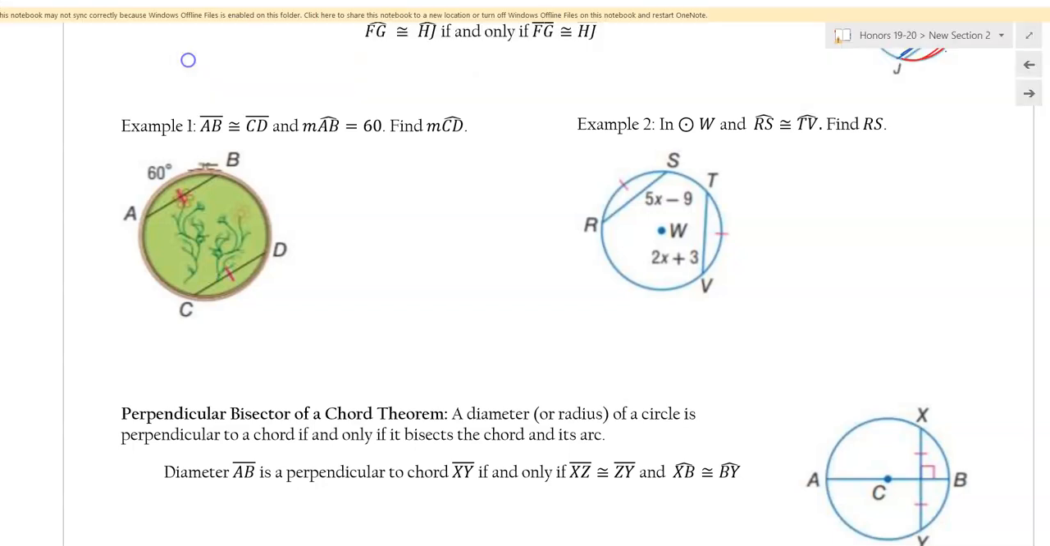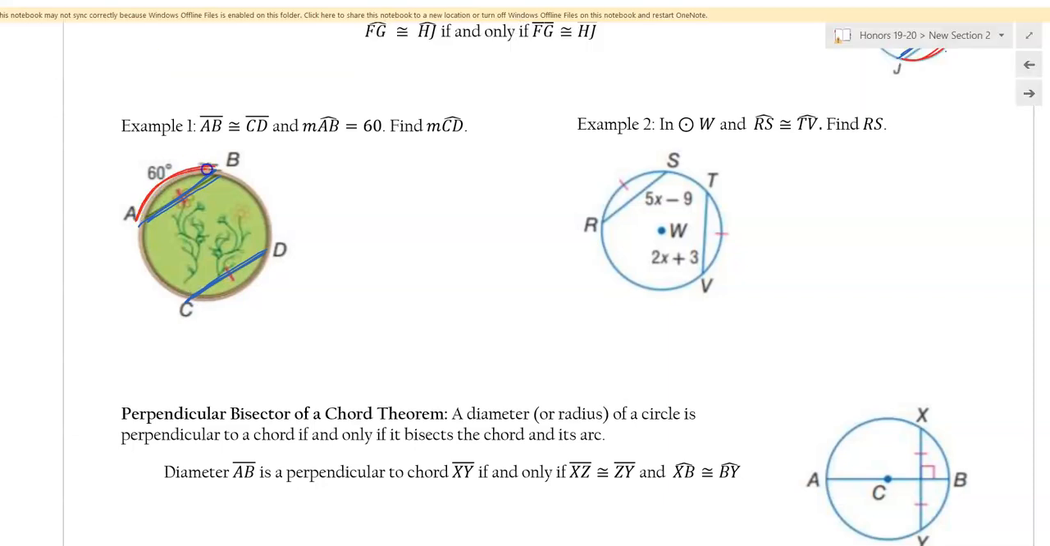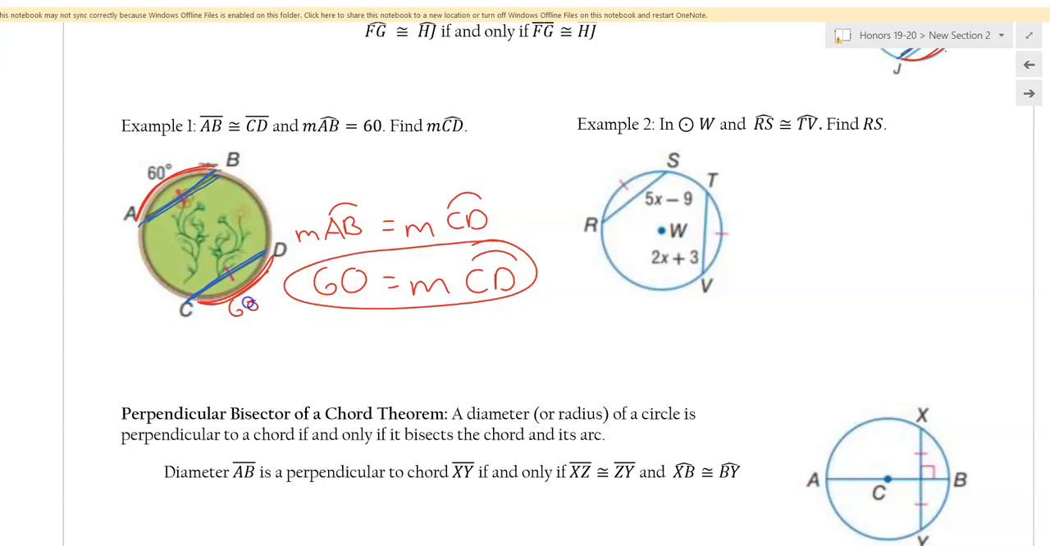Chord AB is congruent to chord CD, so it tells me these chords are the same. That means I know these arcs are the same. Okay, so I know the measure of arc AB is equal to the measure of arc CD. So 60 equals that measure. Again, it's really just saying this is 60, right? These are the same, so these are the same.